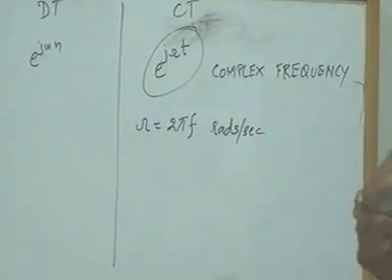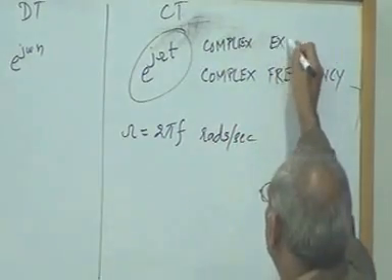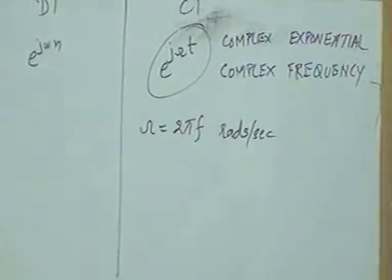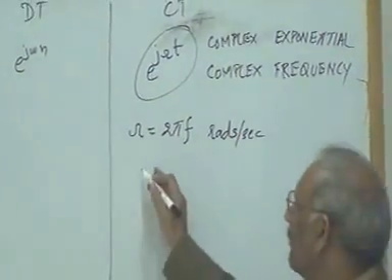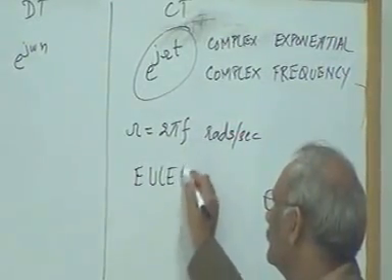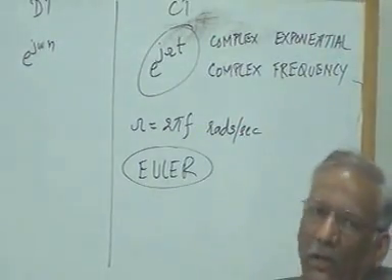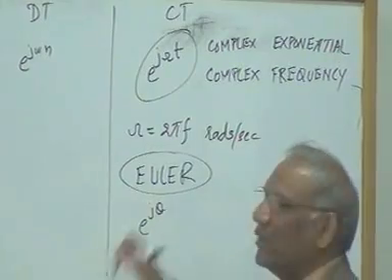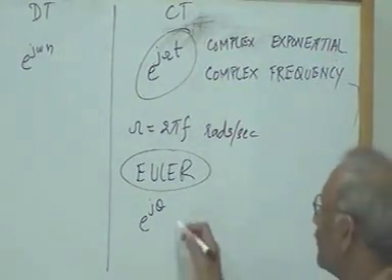Now, why do we call this complex frequency? We have another name for this. We call that complex exponential also. We call it complex frequency because there was a scientist by the name of Euler. It is pronounced Euler, not Yuler. There was a scientist by the name of Euler. He gave us a very interesting formula. He said e raised to power of j multiplied by anything is actually equal to what?